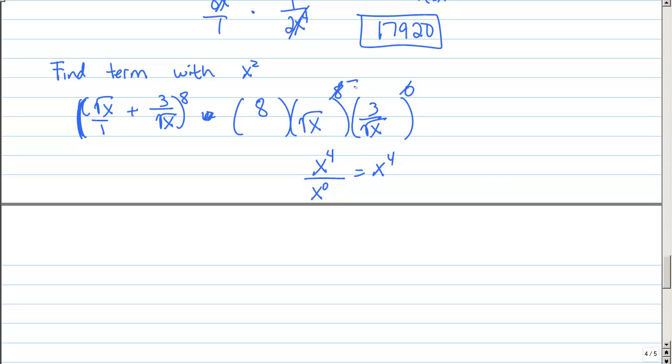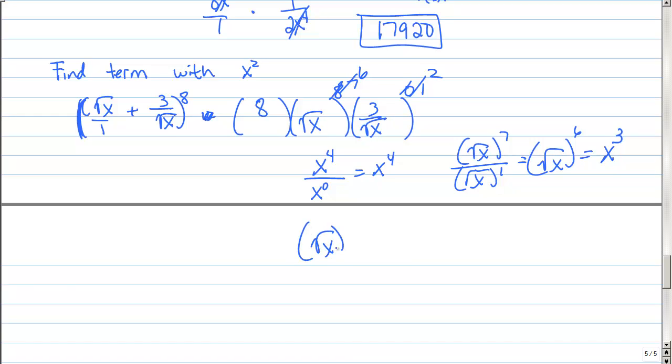What about 7 and 1? Well, that's going to be the square root of x to the 7th power over the square root of x to the 1st, so I could keep my base and subtract the exponents, and that would be x cubed. Well, that doesn't work. What about 6 and 2? So we'd have the square root of x to the 6th power over the square root of x to the 2nd. Again, keep the base, subtract the exponents. So those are the powers that I need.